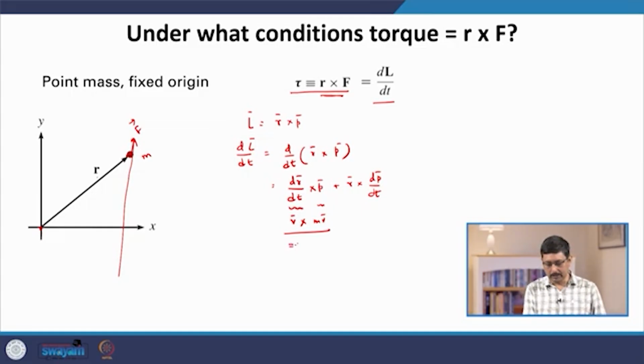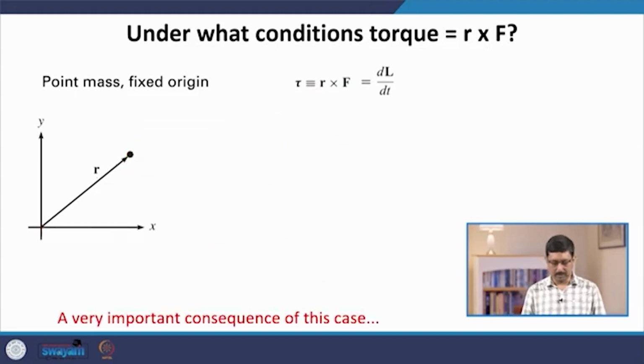So, that means this is 0 by definition of the cross product. Hence, we have dL/dt, which is equal to r cross dp/dt, which is the force as listed here. So, this is how we get this relation for a single point mass.